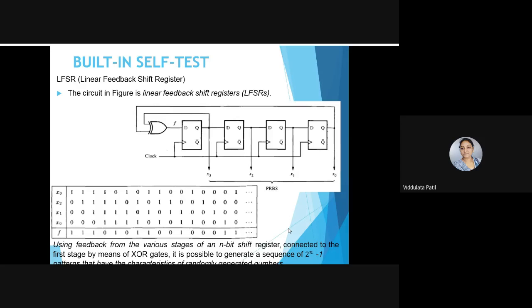Now, here, that means that whenever we are using the feedback from various stages of an n-bit shift register which are connected to the first stage by means of XOR gates, then we are getting 2 raised to n minus 1 possible patterns for this sequence. Okay, and it has the characteristic of randomly generated numbers. Okay, so this is about how we can generate different test vectors which can be used to test a given circuit.